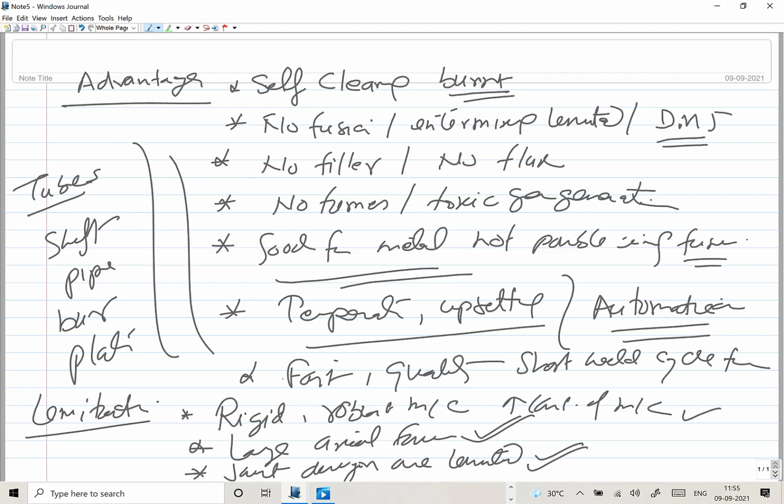So these are the common things that are joined using friction welding. Okay, so that's all, I think, about friction welding that I wanted to talk about.